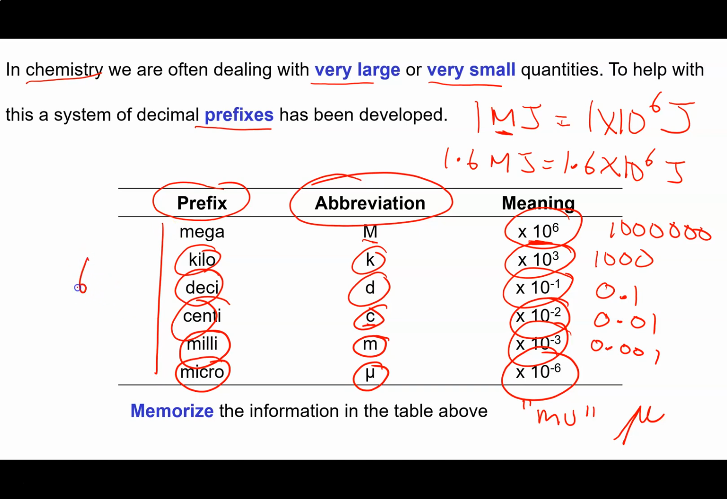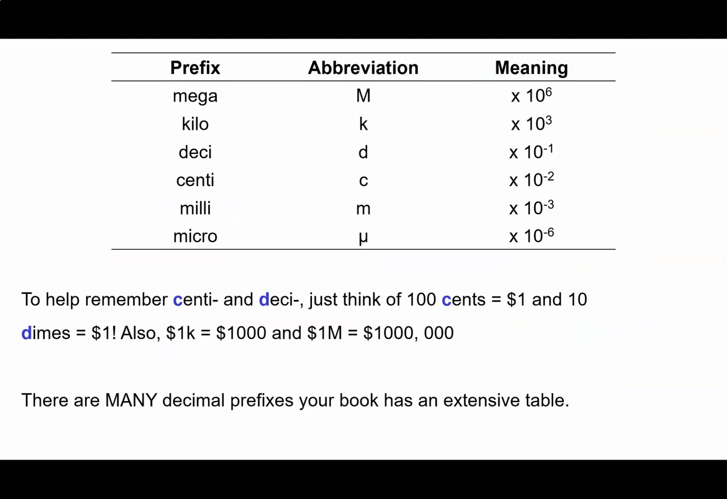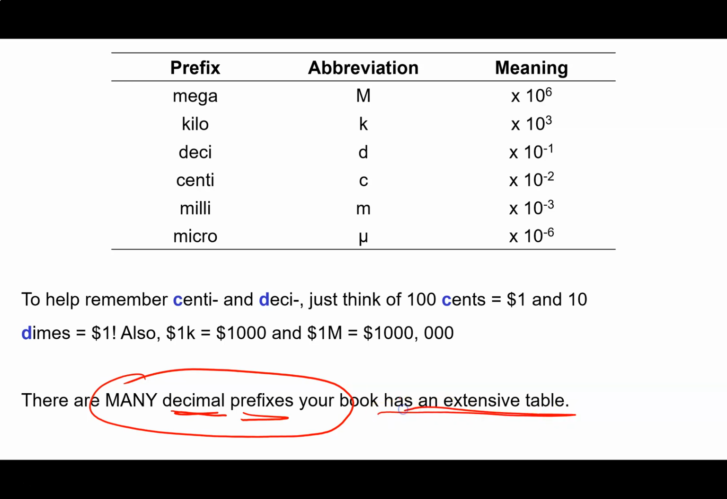So there are 6 prefixes here, and I would like you to know their names, abbreviations, and meanings. So you need to memorize what's in the table there. Now, it's worth pointing out that there are a lot of decimal prefixes, but I only want you to memorize those 6 because they are the ones that appear in standardized exams of general chemistry. Your book has a big table of them. I think it comes immediately after the table of the SI base units. It's pretty easy to find, so you might want to have that open in a tab when you're answering questions concerning decimal prefixes.